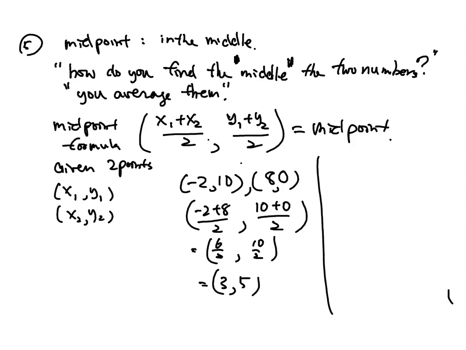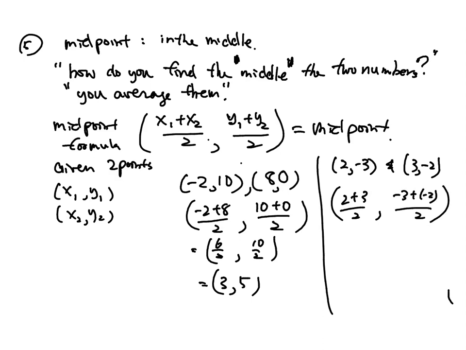So part B, same thing. (2, -3) and (3, -2). We add the x's together, 2 plus 3 over 2, and average the y's together, -3 plus -2 over 2. This is going to get you 5 over 2, comma -5 over 2. And this right here is the midpoint. Midpoint is right in the middle.